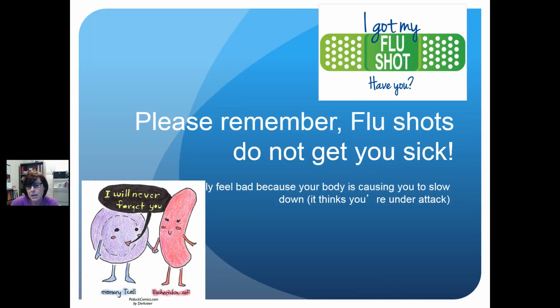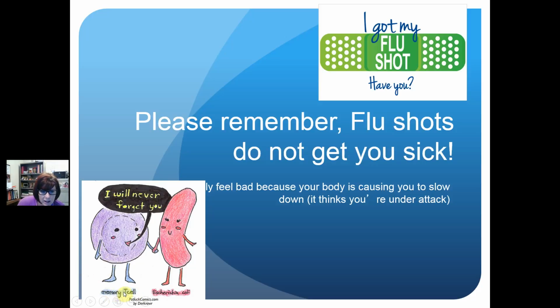You only feel bad because your body is causing you to slow down. It thinks you're under attack. A lot of times when you're sick, at home and laying down, you think, oh, I feel so sick. The symptoms that you're having are signals from your body that you're sick and we're fighting it. We need energy to do that, so you need to slow down so we can have all the energy that you have to fight this invader. That's why it makes you tired and not feel good, because it's saying, go lay down and rest. So I like this cartoon here.